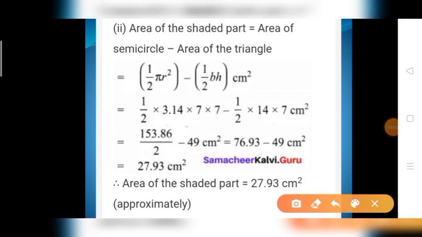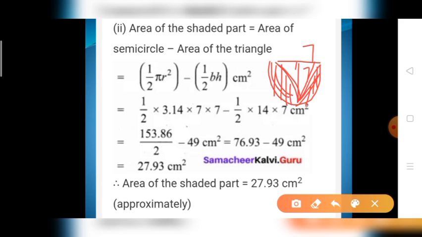The second subdivision, area of the given diagram. The diagram has one semicircle and one triangle. The semicircle is the shaded part, and the height is 7. This side is also 7. Area of the shaded part is equal to the area of the semicircle, these parts are all the shaded parts, minus the area of the triangle.